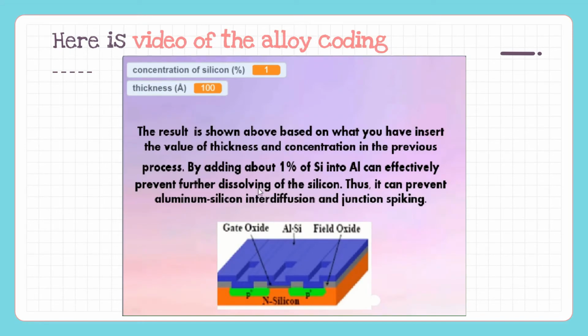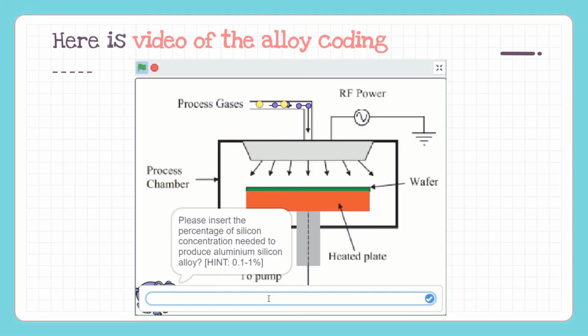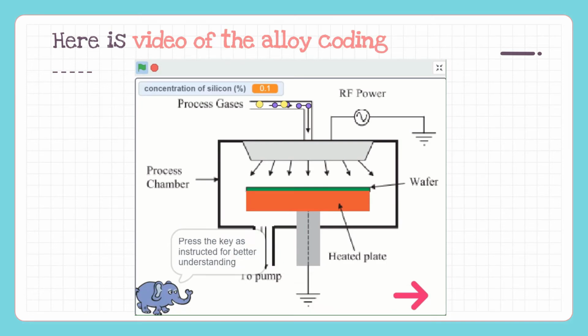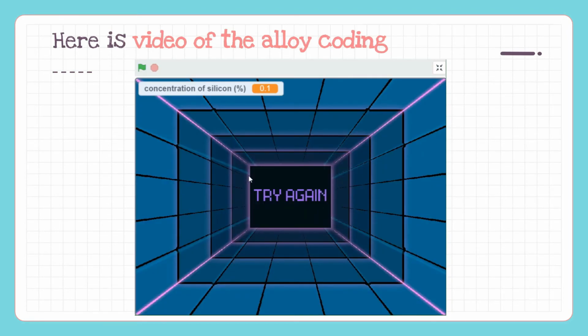So this is our result for the aluminum silicon alloy. As we can see at the top left are the concentration and the thickness result, and thus our aluminum silicon process is done. If we put the concentration as 0.1 and then click, so the concentration is 0.1 now, and then press 2, and then click the pink arrow to see the result. So the result is try again because our concentration is not enough to proceed with the process.